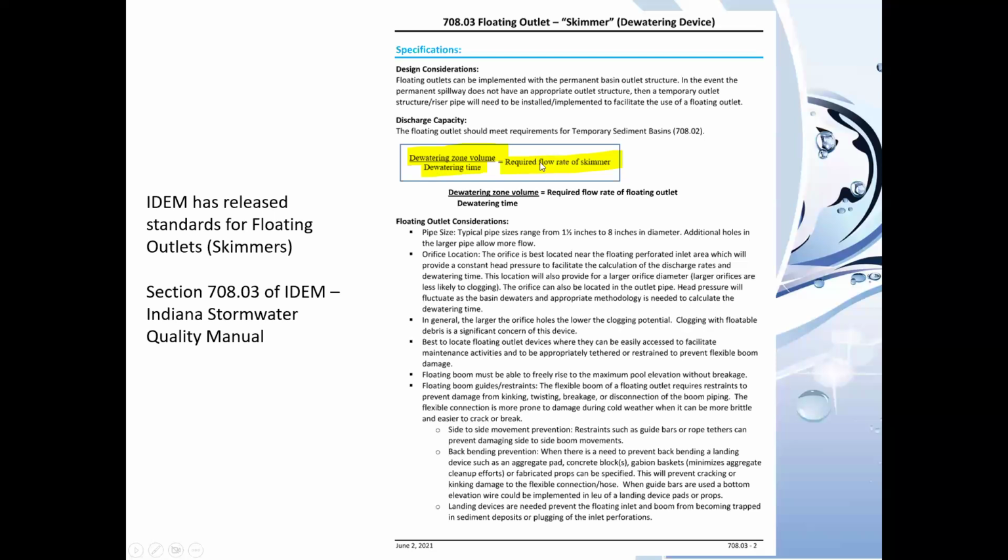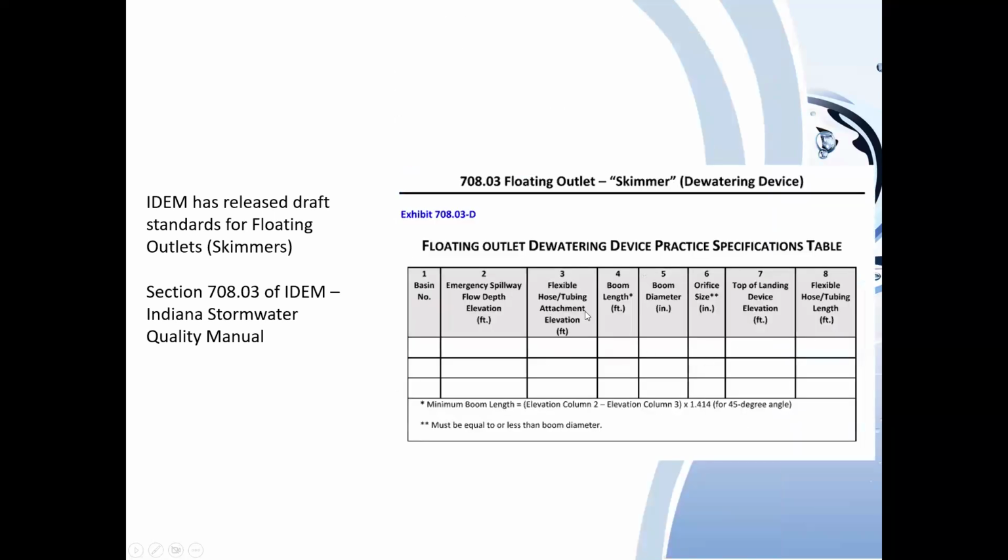Dewatering volume divided by dewatering time gives that required flow rate. And then they also have this little table on here, which has some information that you need to include on your plans. We don't see many people specify the flexible hosing or tube length. That's typically up to the manufacturer. Different manufacturers have different designs on that, but you do want to specify your boom length and boom diameter.